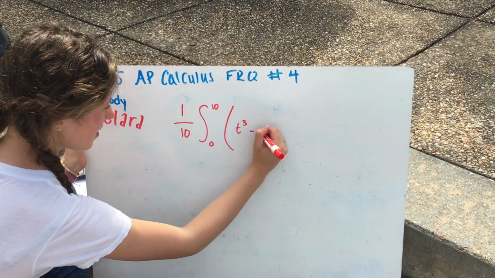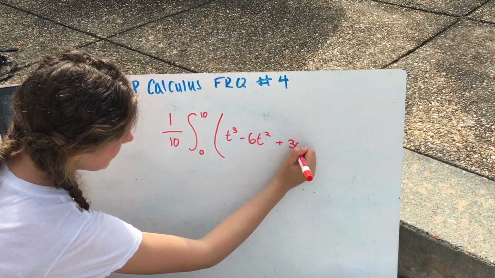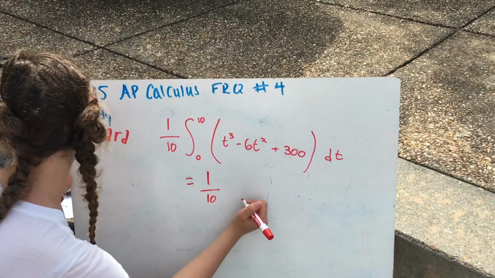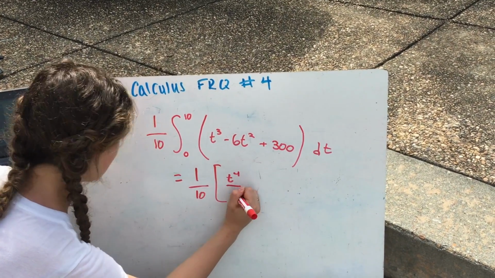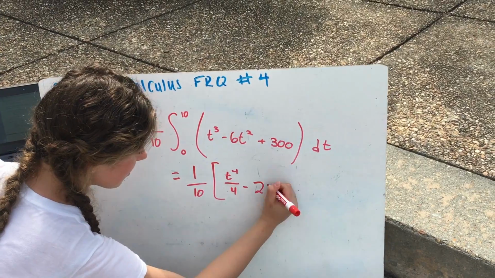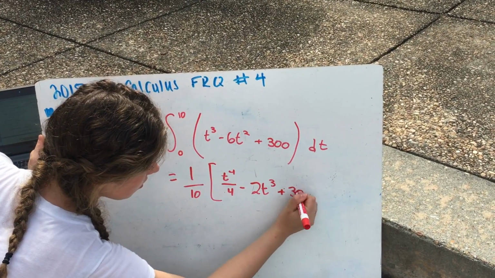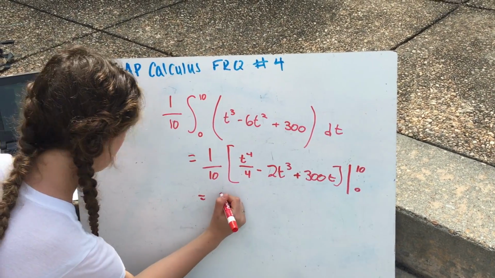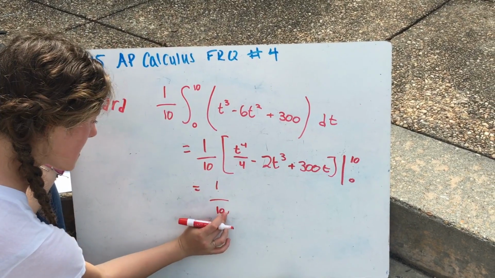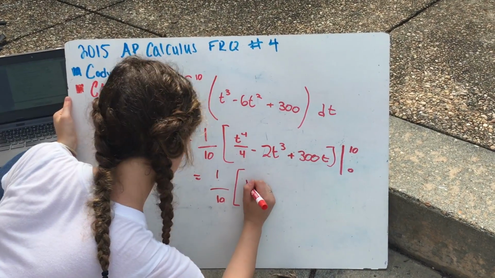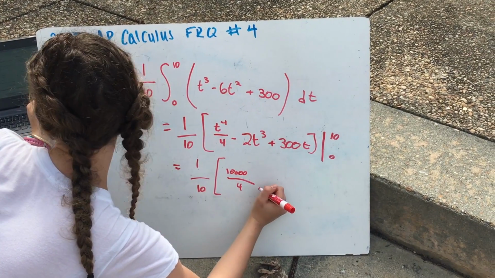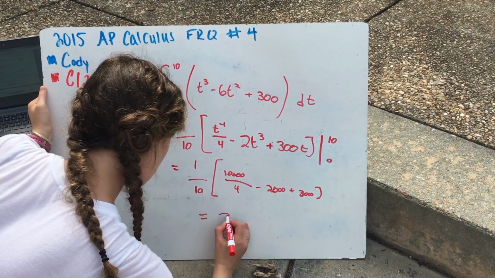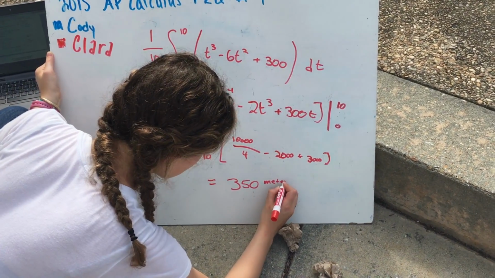Without a calculator, this seems pretty intimidating, but we can do it no problem. We will just solve the integral of the velocity equation. The final answer should be 350 meters per minute.